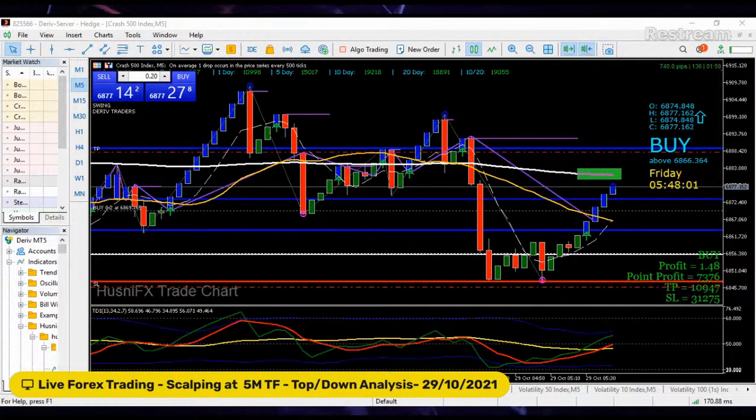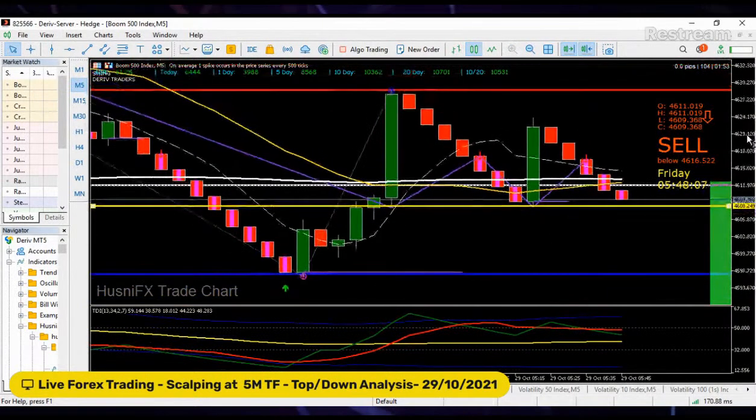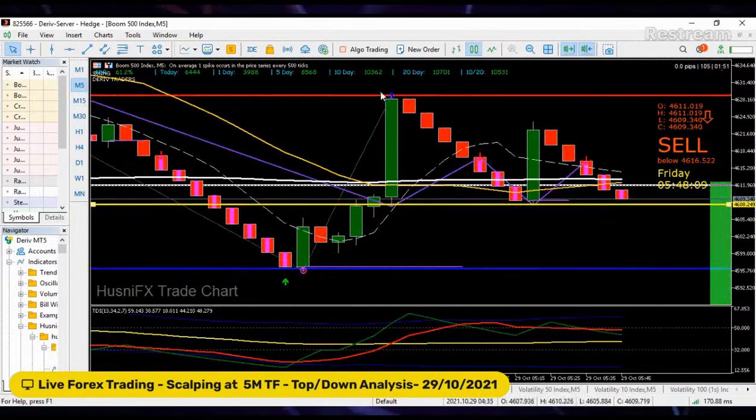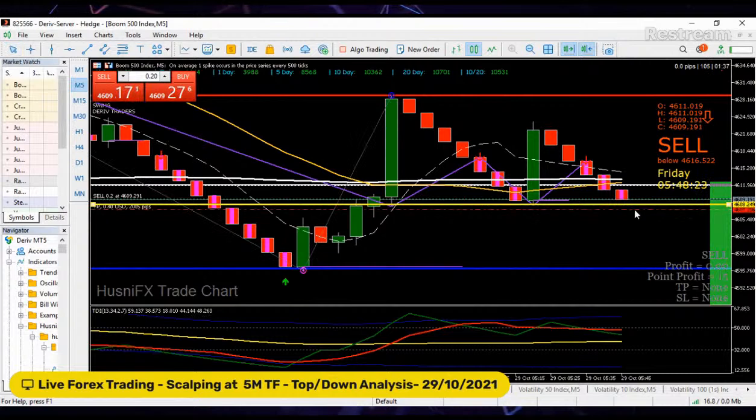Yeah, let us look at what is going on in Boom 500. Now we're still waiting for the entry. You can take early entries, but its spikes always come at the low. So it's nice to buy below the low, not above. For example, right now if I sell, it's not good. You have to wait to sell below this low.